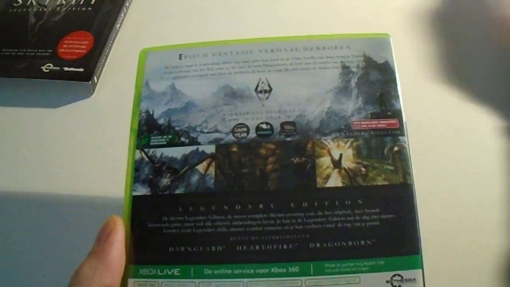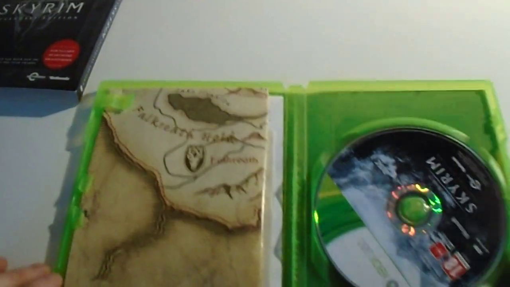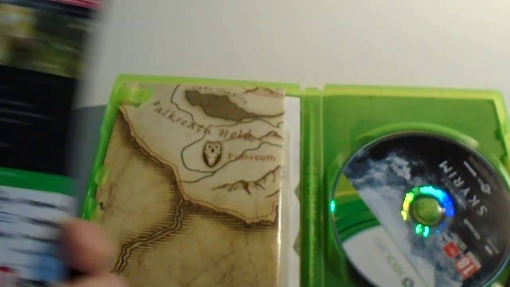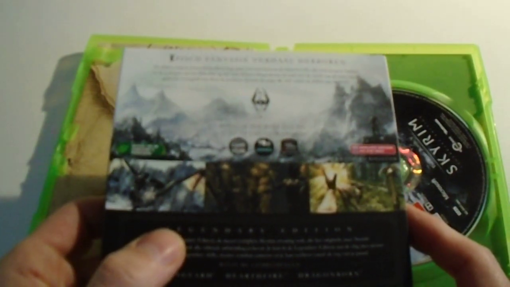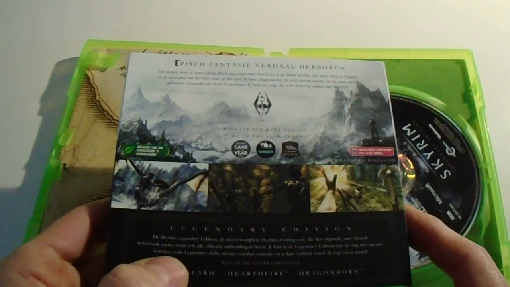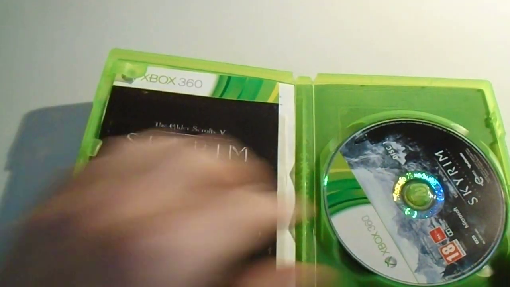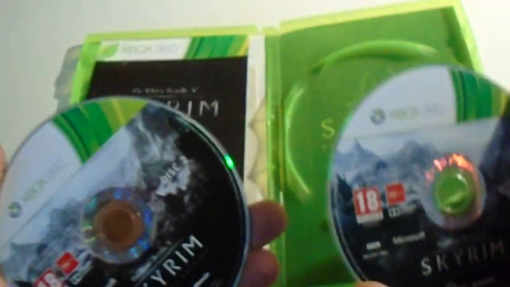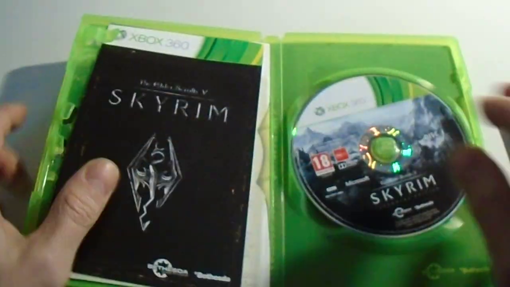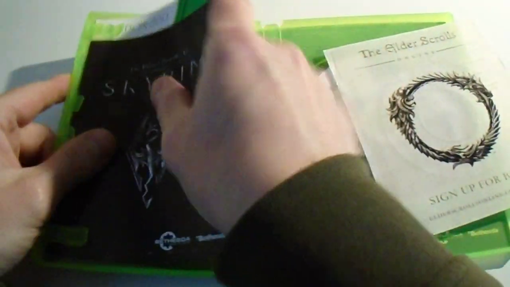So this Xbox 360 has an outer flap. That's a legendary edition, so it holds Dawnguard, Hearthfire, and Dragonborn. It comes with two discs, probably just like the previous, the base game versus the expansion. It also has some kind of online thing that you can sign up for, and yeah, it's not much.